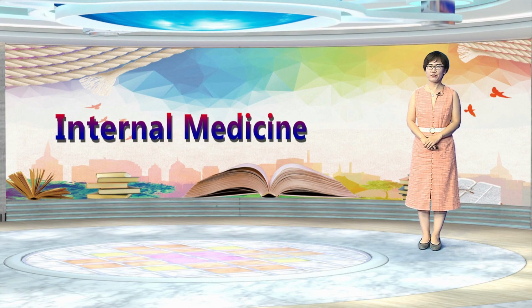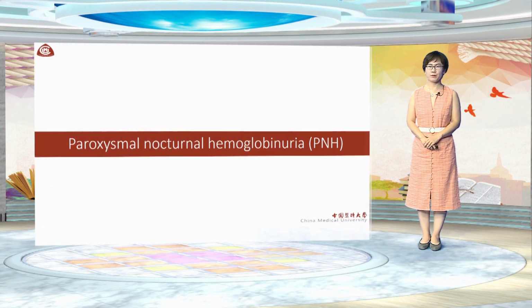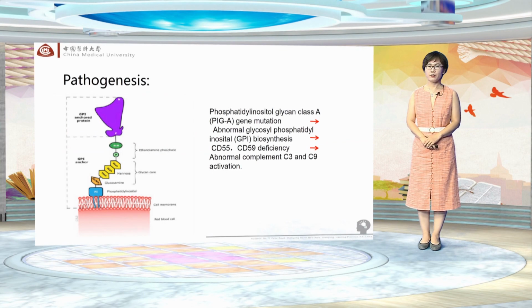In this class, we will introduce paroxysmal nocturnal hemoglobinuria. Mutation of phosphatidylinositol-glycan class A leads to the abnormal synthesis of the glycophosphatidylinositol, usually called GPI, anchor that attaches a subset of proteins to the cell surface.